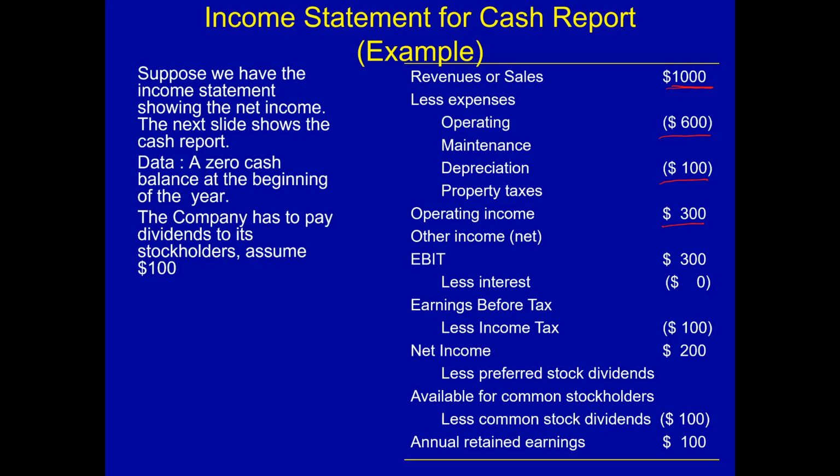Let's say other income is 0. Then the operating income is the same as the EBIT, which is the earnings before interest and tax, 300. And then you pay interest. After paying the interest, let's say it is 0, then you have the taxable income. This is your taxable income, earnings before tax, which is the same as 300. I think I should have put over here $300.